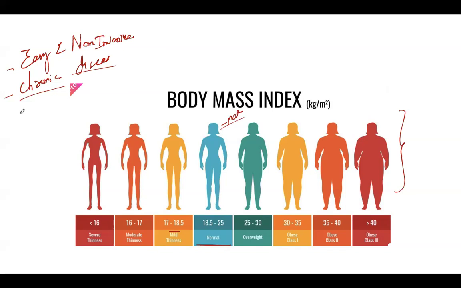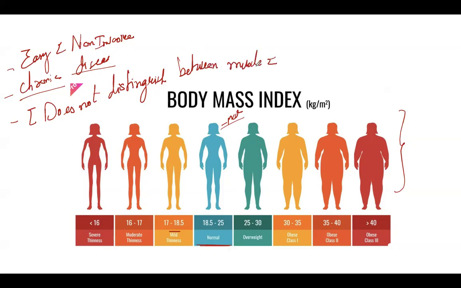But the limitation is what? They do not distinguish between muscle and fat. So muscle mass and body fat, they cannot distinguish. This is a limitation. Remember, the limitation is that it does not distinguish between muscle and fat. Okay, so this should be noted.